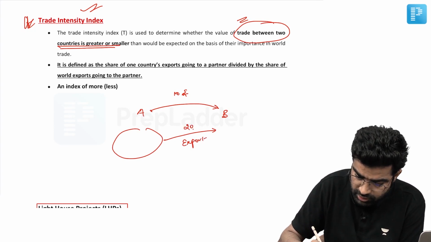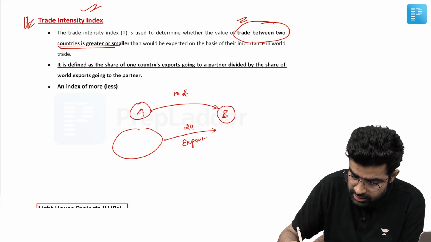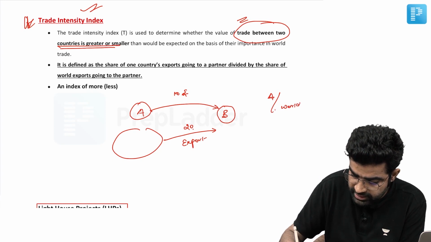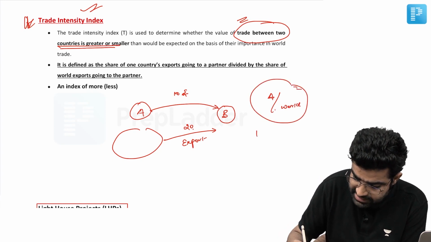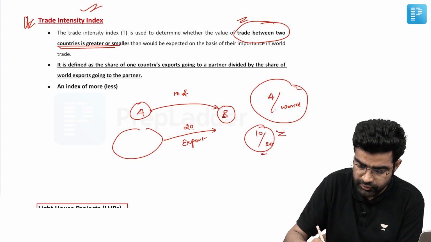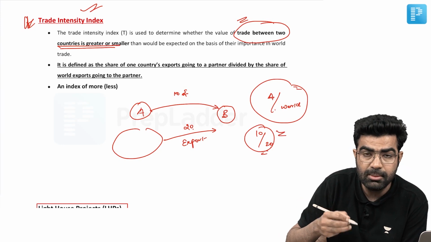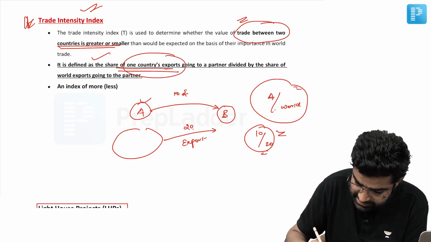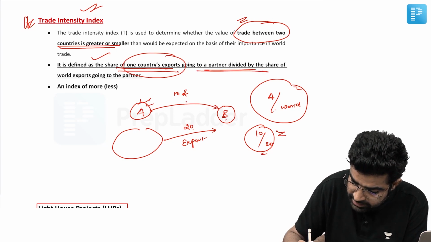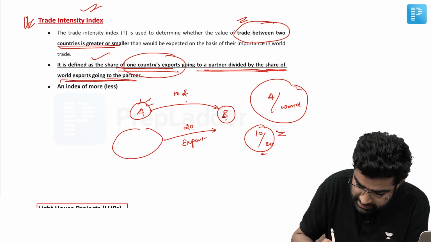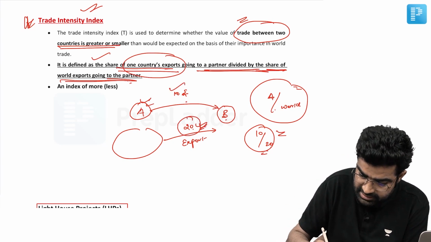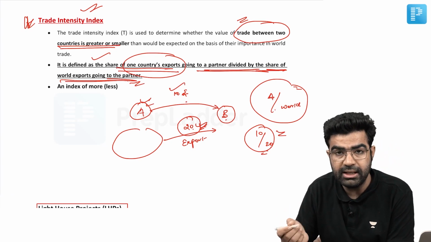So now if we want to see the intensity between A and B, the share of A is to be divided by the whole world when it comes to the world. Okay, so you will see 10 rupees out of 20. So this is going to be the intensity of trade between this A and B. So if we talk about the definition, it is defined by the share of one country's export, that is A's export to B, to the partner, divided by the share of the world, that is 20. This 10 divided by 20 will decide the intensity of trade between A and B.